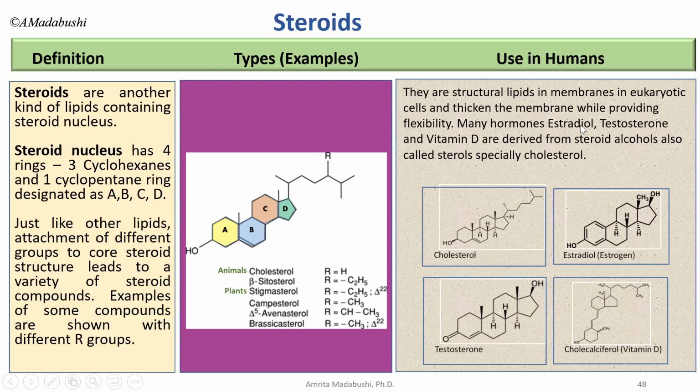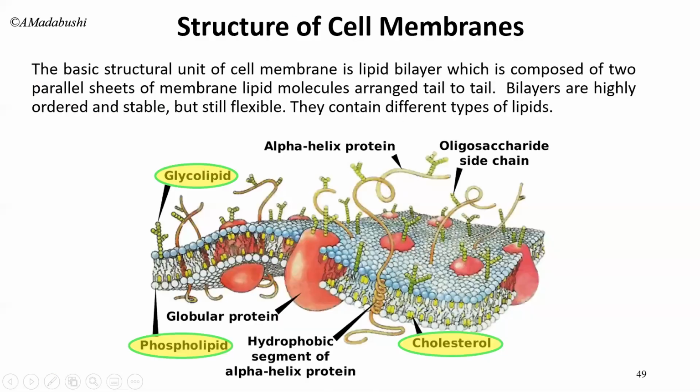And many of the hormones, such as estradiol, testosterone, and vitamin D, they are derived from alcohols, and they are also steroid alcohols, also called sterols, especially cholesterol. So that's why the name sterol. Okay. So you can see that they are embedded in the structure in here. You can see cholesterol is in one place here. You can see that there is phospholipids. You can see there is glycolipids. This figure brings together all the structural lipids we talked about. We talked about 3 different things, and it brings it all together.